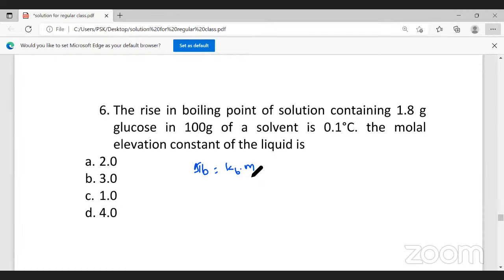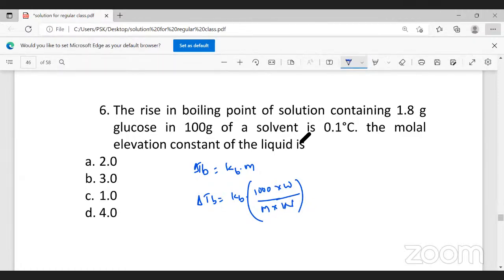In order to calculate the molar elevation constant, we need to know the molality. How do we calculate the molality? Molality is 1000 into W divided by molecular mass into weight of the solvent. This is the formula to calculate molality: 1000 into the weight of the solute divided by the molecular weight of the solute and the weight of the solvent.